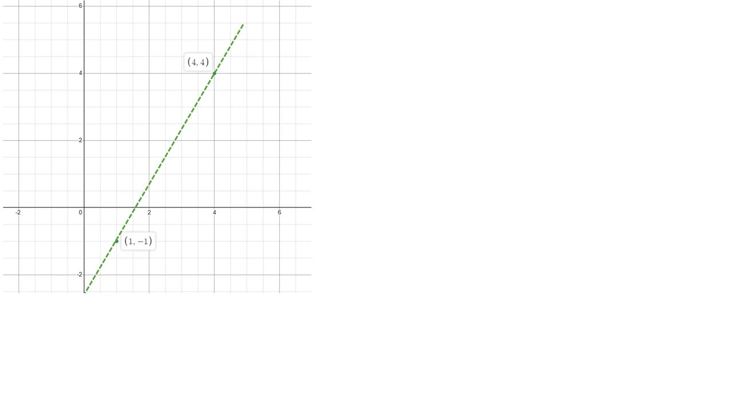In this example, we have a graph with 2 points, one point being (1, -1), and the other (4, 4). If we draw a line through these 2 points, the dotted line will have a particular slope. We can see that the run is 3 and the rise is 5. Therefore, putting these values into our slope formula, rise over run, we can see that this graph has a slope of 5/3.